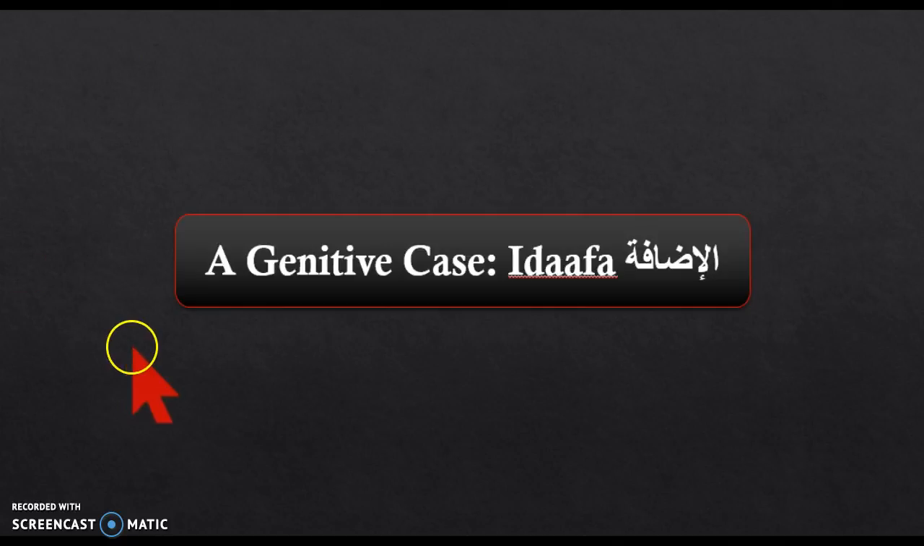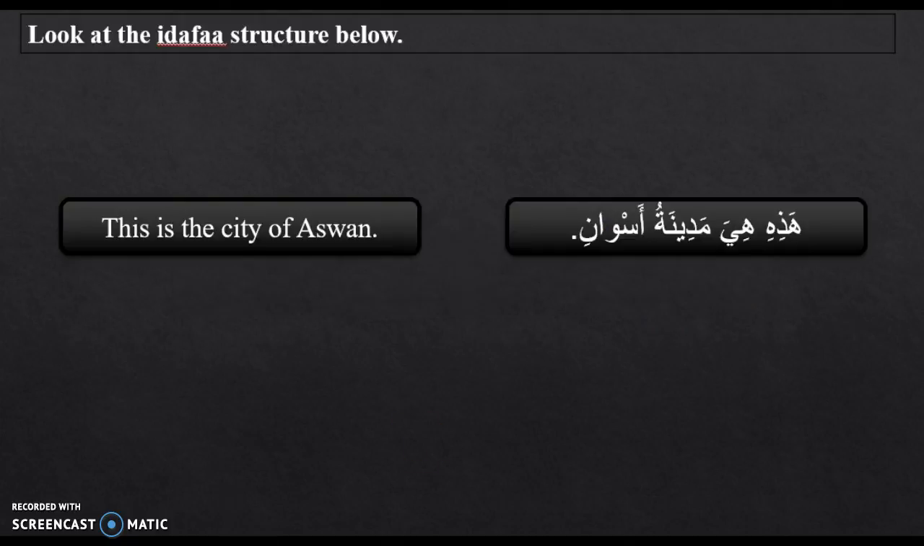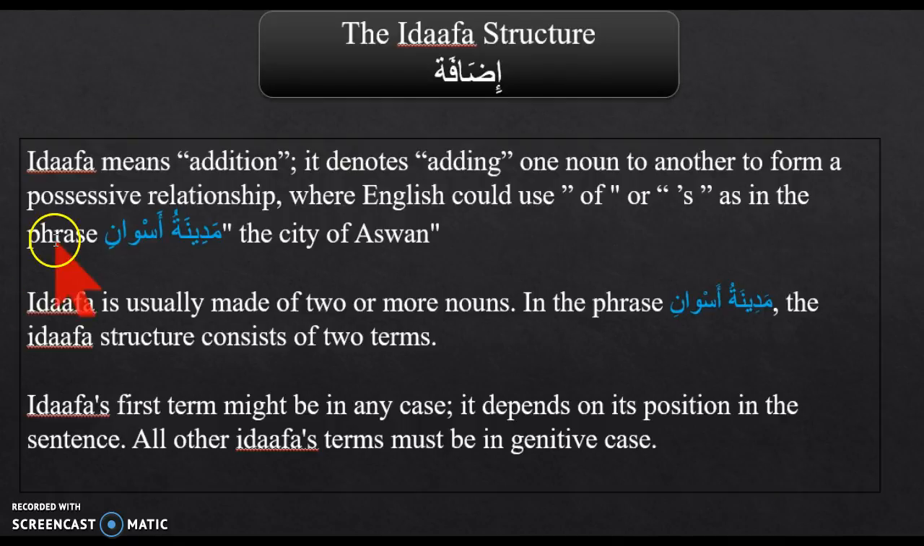Today I'm going over the genitive case, إضافة. In Arabic it's called الإضافة. Look at this example provided. هذه هي مدينة أسوان. This is the city of Aswan. You see here مدينة أسوان, the city of Aswan, is considered an Idaafa structure.